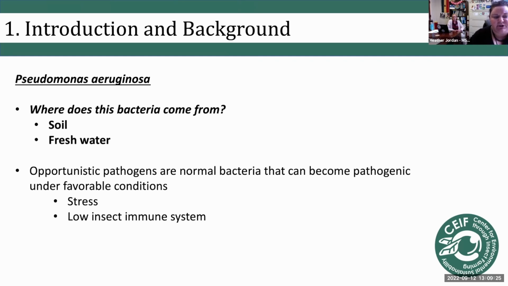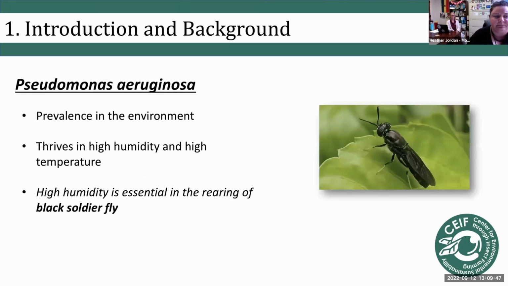So talking about Pseudomonas aeruginosa, which is the main bacteria presented in this paper, where does this bacteria come from? It is ubiquitous in the soil and in fresh water. And opportunistic pathogens are pathogens that are just normal bacteria that can become pathogenic under favorable conditions. This can be stress, low insect immune system, and several other factors.